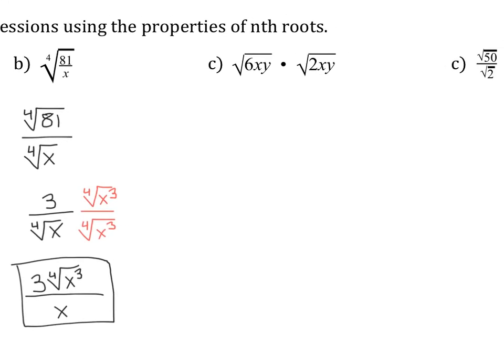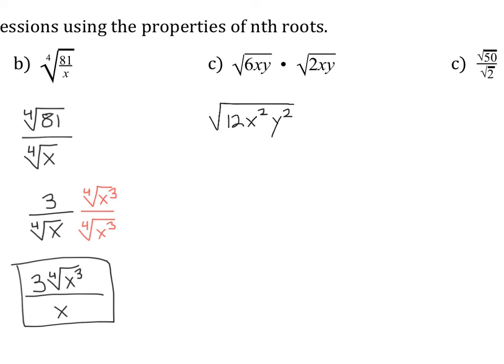All right, let's have a look at this next example. So again, here I have a square root times a square root. So that means that we can multiply the radicands, which is what's on the inside. So 6 times 2 is 12, and then x times x is x squared. y times y is y squared. And then let's see if we can simplify a little bit more.